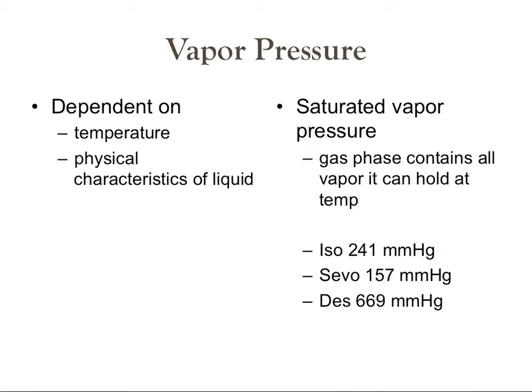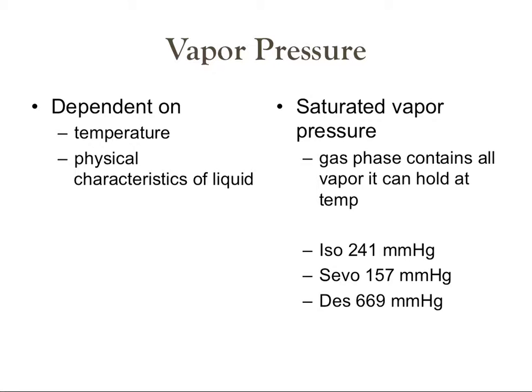So when a volatile liquid is in a closed container, the molecules will move from the liquid phase to the vapor phase until the number of molecules in the vapor phase is constant. The molecules in the vapor phase will bombard the walls of the container, creating a pressure. And this is called the vapor pressure. The vapor pressure is dependent on temperature and the physical characteristics of the liquid.